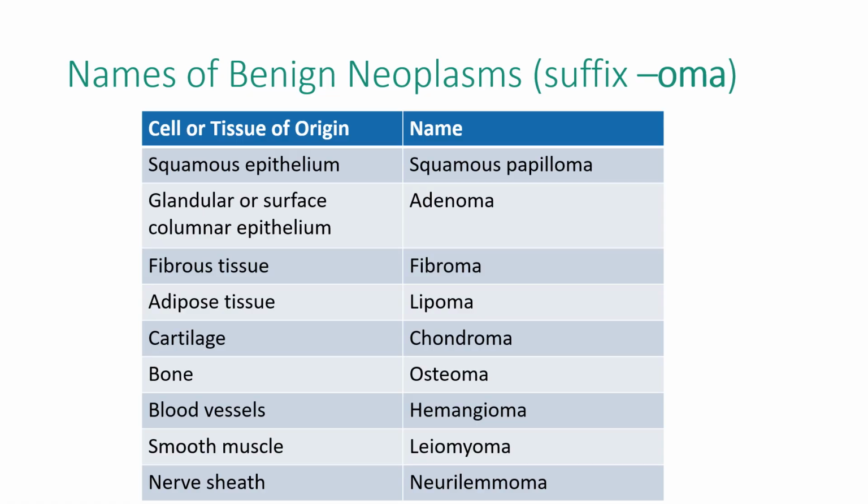This slide is your first real introduction to how pathologists name things. And yes, sometimes it feels like learning a foreign language that was invented by someone who hated consistency. Benign neoplasms generally end in oma, and they're named based on the cell or tissue of origin. From a histology standpoint, this matters because benign tumors usually look like what they came from, just more of it and in the wrong place.